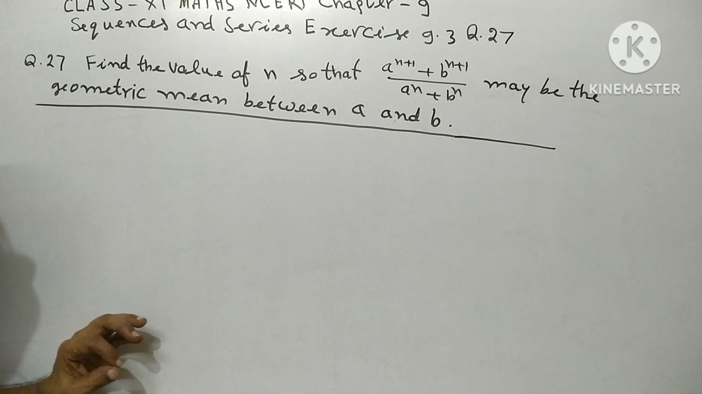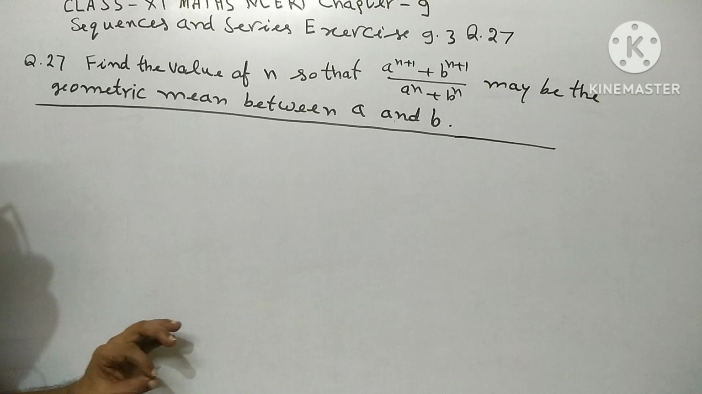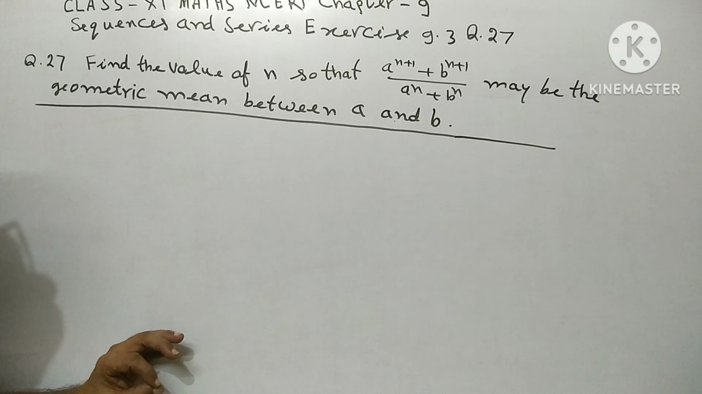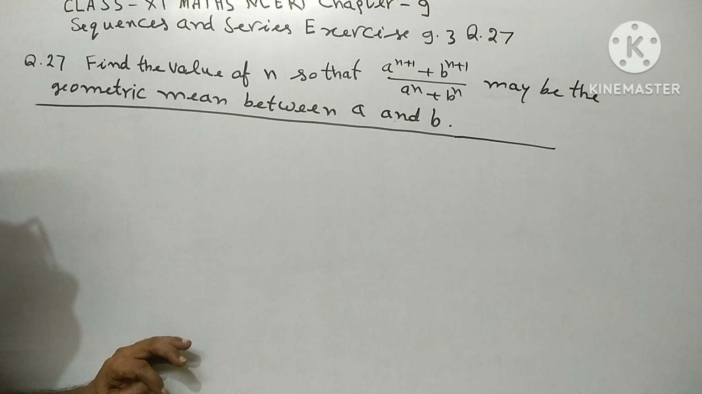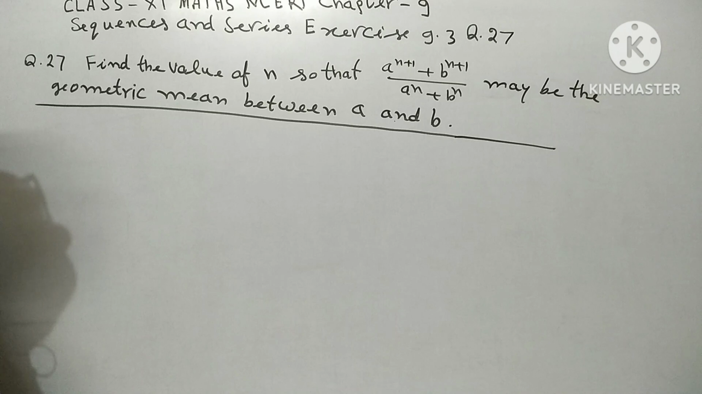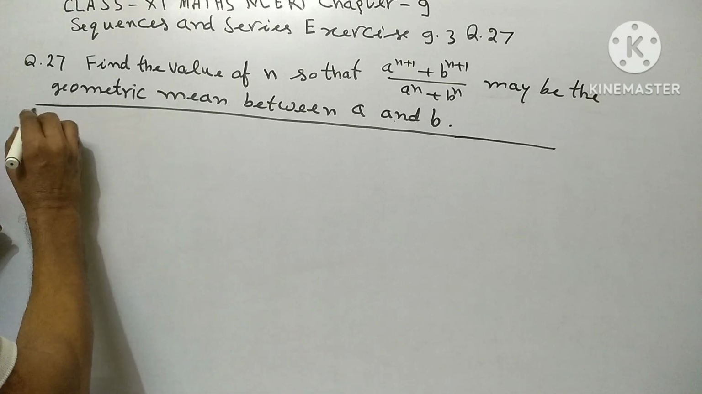Today's exercise is 9.3, question 27. Find the value of n so that (a^(n+1) + b^(n+1)) / (a^n + b^n) may be the geometric mean between a and b. Now, solution.